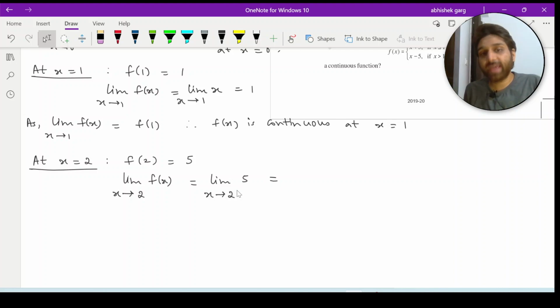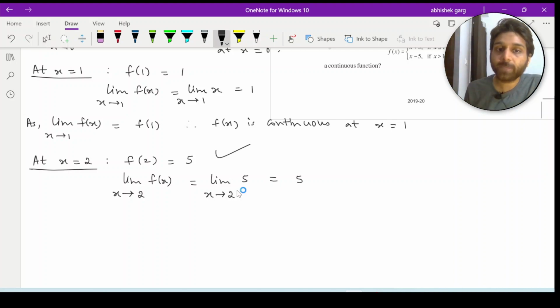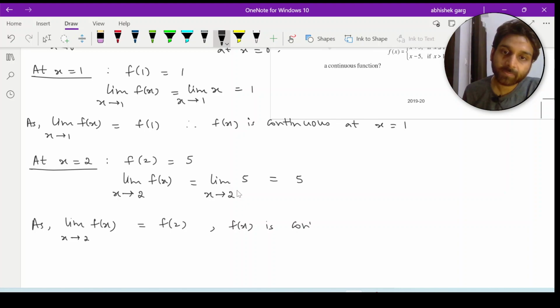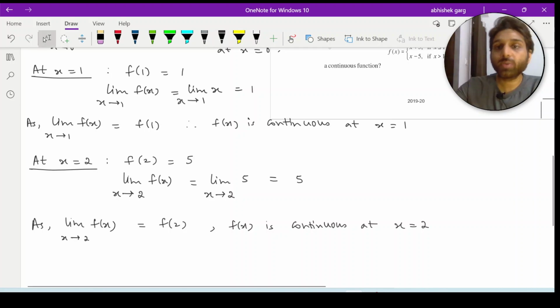Since we do not have an x component here, the value of the limit will come out to be 5 only. So as you can see here, both of them have the same value. This means that the function is continuous at x is equal to 2 also. So limit f(x) as x tending to 2 is equal to f(2). Therefore f(x) is continuous at x is equal to 2. So this is how we did question number 5.